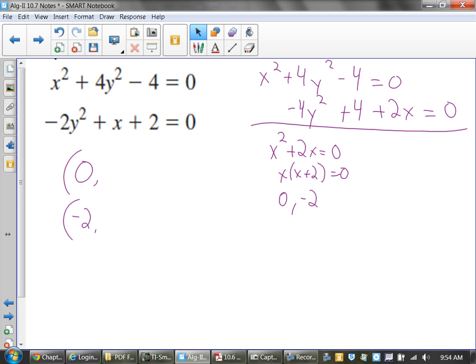Why is it 0 or negative 2? When you set those two factors equal to 0, it's going to be x equals 0 or x plus 2 equals 0. So you need both. Yes, sir.